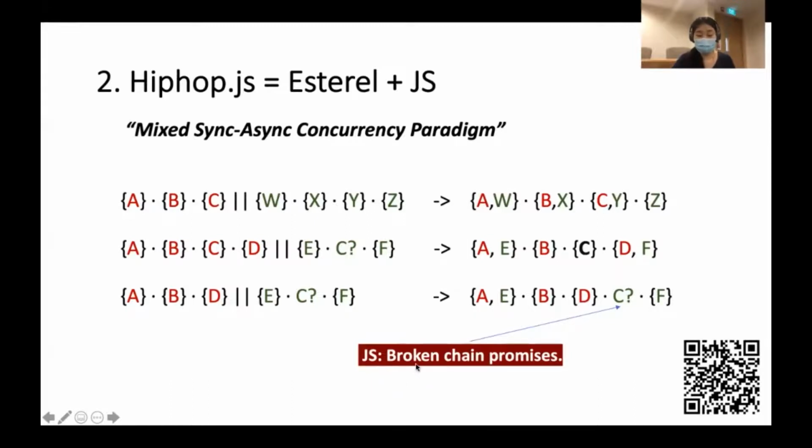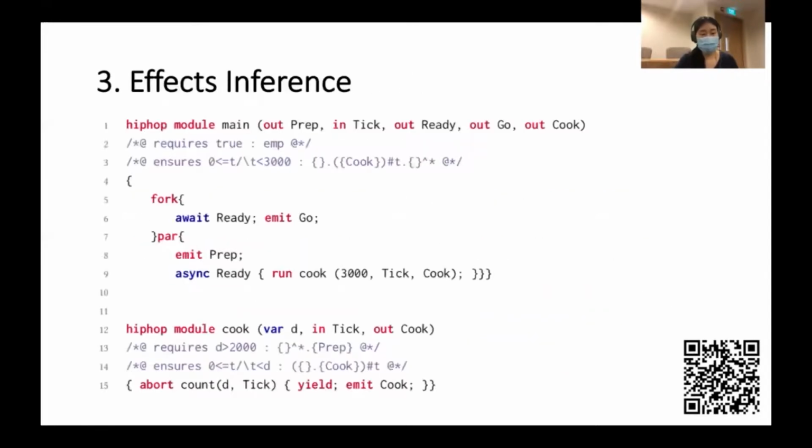So this is called broken chain promises, a JavaScript anti-pattern proposed in an Uppsala paper in 2017. All right. Then the next part, we want to show you a running example of our techniques.